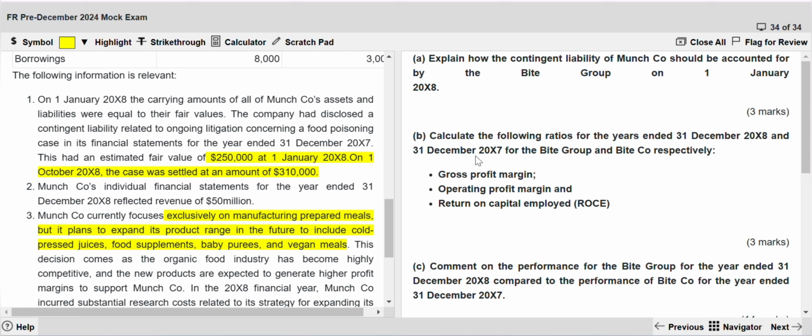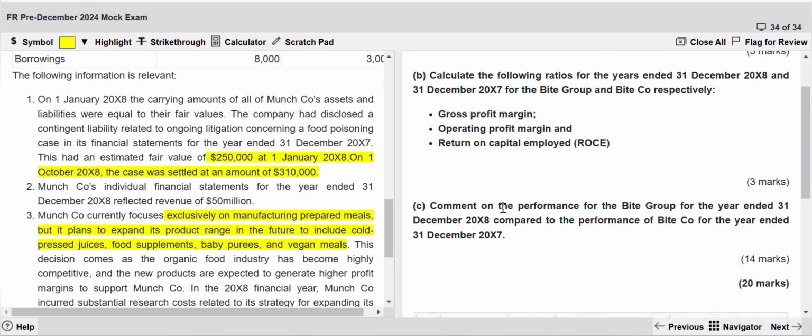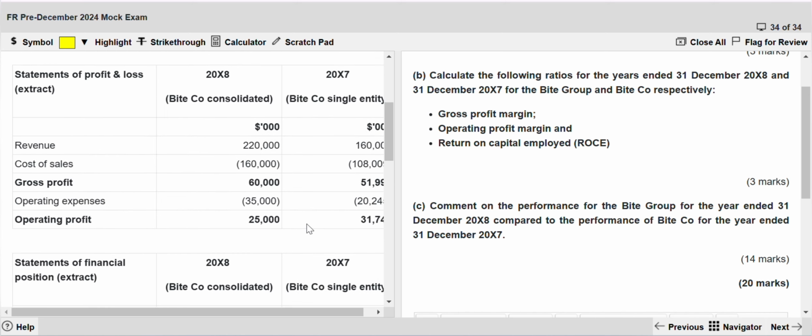Calculate the following ratios for December X8 and X7 for the company respectively: gross profit margin, operating profit margin and return on capital employed. Comment on the performance for the year ended 31st December X8 compared to the performance of the WeGyde company for the year ended 31st December X7. So you need to comment on the performance; they have given us the revenues very clearly. What happened to the revenues? What happened to the gross profit margin? What happened to the return on capital employed? What happened to the operating profit margin? Correct? We have to give a conclusion.